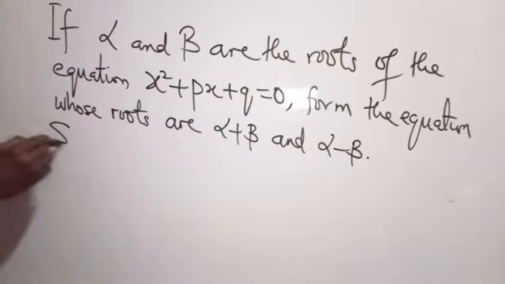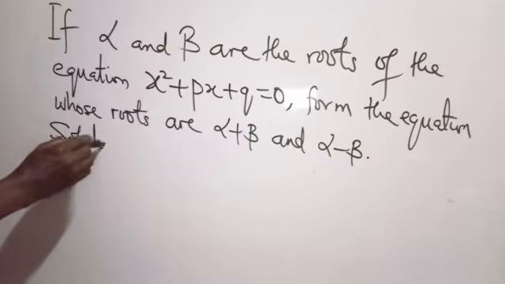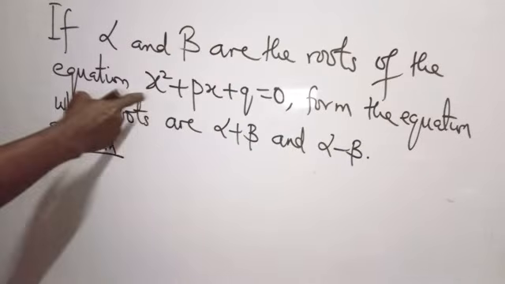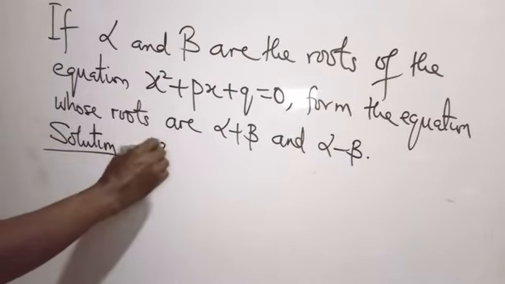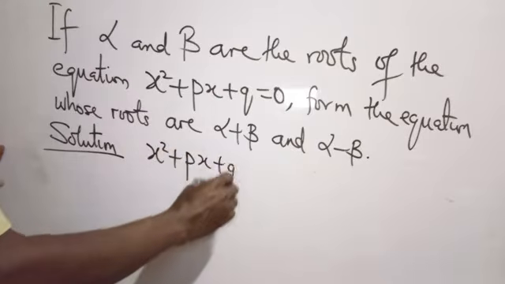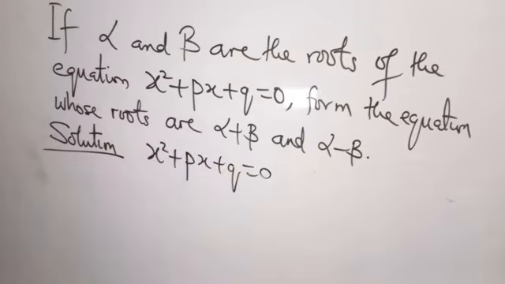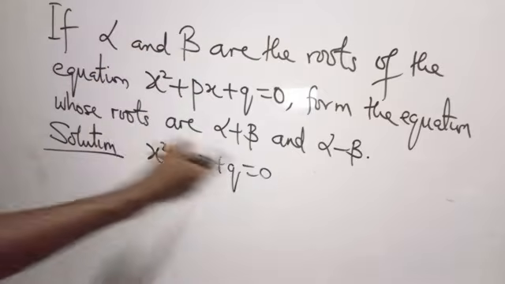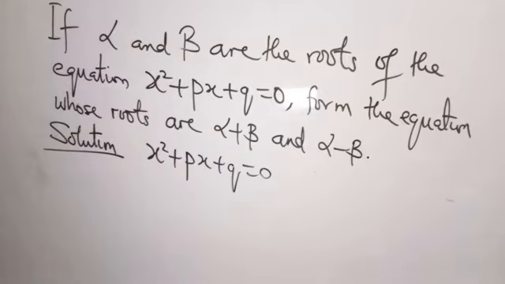Now, let's start with this. The given equation is x squared plus px plus q is equal to 0. We are going to use this equation to generate the sum of alpha and beta, because alpha and beta are the roots of this equation. So the given equation is this.